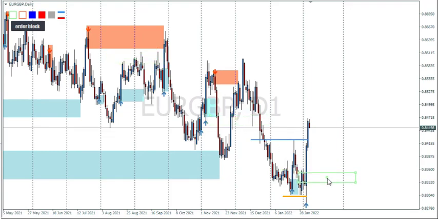We'll mark the order block highlighted by the indicator with a rectangle so that we can drop to lower time frames and see if there are smaller order blocks inside. This will give us a more refined entry and smaller stop loss, increasing our reward to risk ratio.